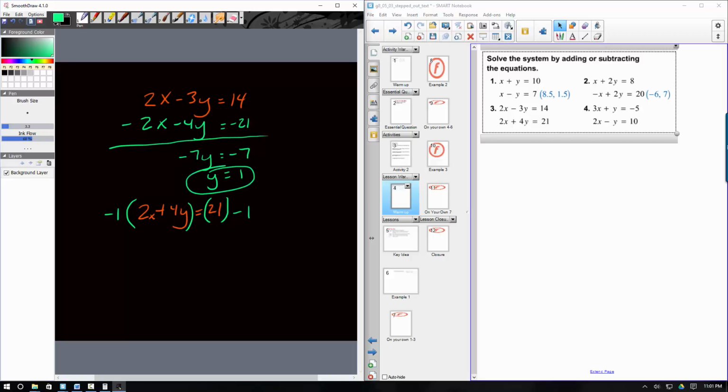And I can plug that back into either one of these. So let's plug it into this top one here. So I'll have 2x, and I'll have -3 times -1 equals 14. This becomes 2x plus 3 equals 14. I'm going to subtract 3 from both sides. I'll have 2x equals 11. So in this case, x equals 5.5. So my ordered pair is (5.5, 1).